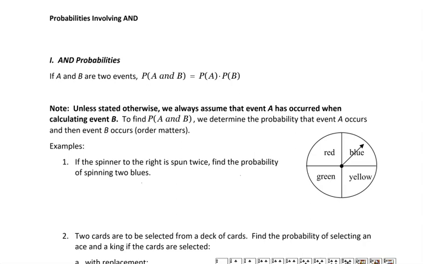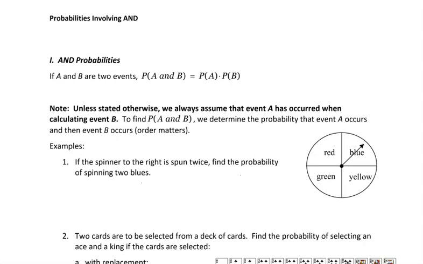So if A and B are two events, then the probability that both A and B happen is going to be the probability of A times the probability of B. So it basically just means that you take the two probabilities and you multiply them together.